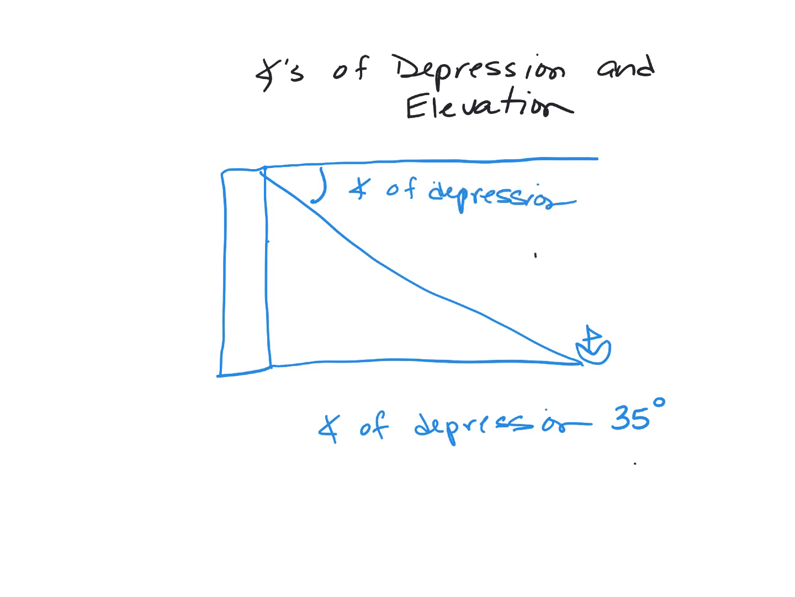It's the angle that something far away makes with the horizon. Does everybody see that? Because the horizon is parallel with the ground, that means this angle here would be the alternate interior, and it's also the same. And this one's called the angle of elevation.